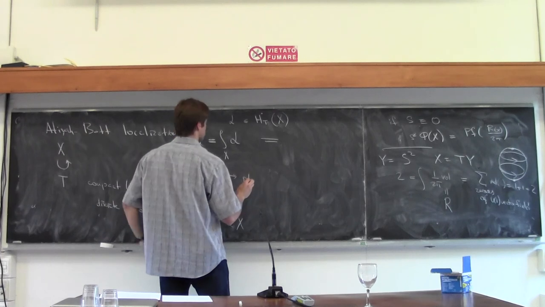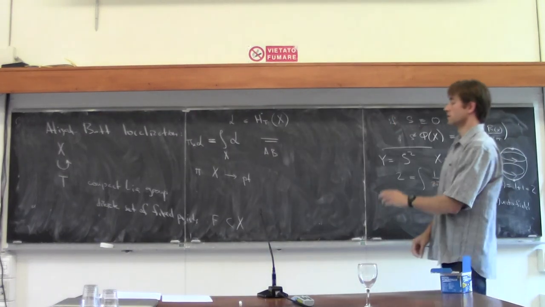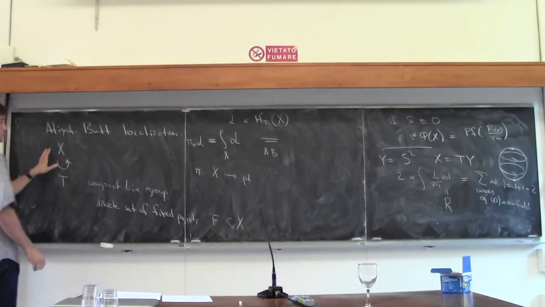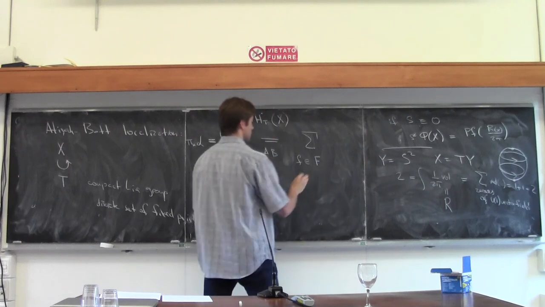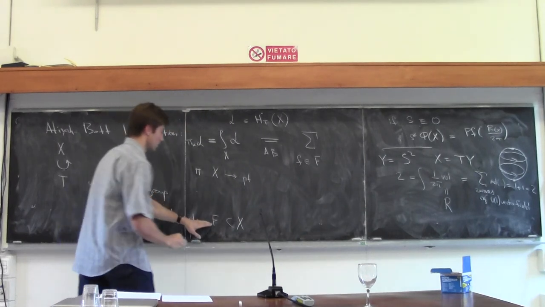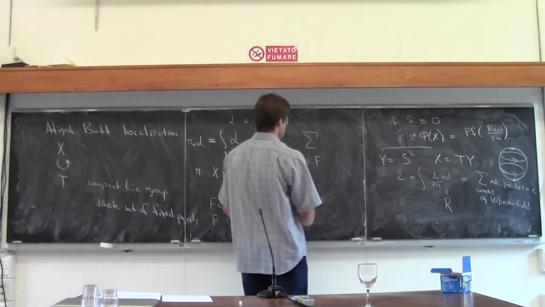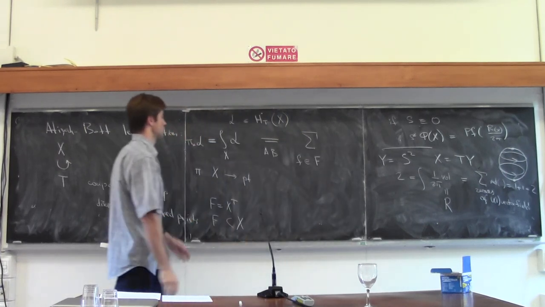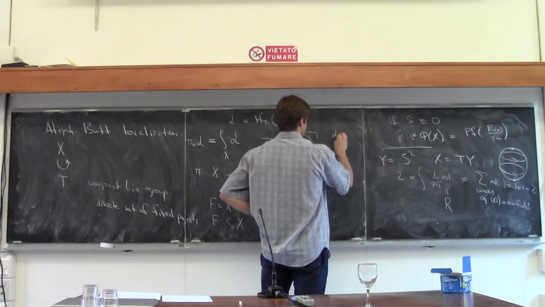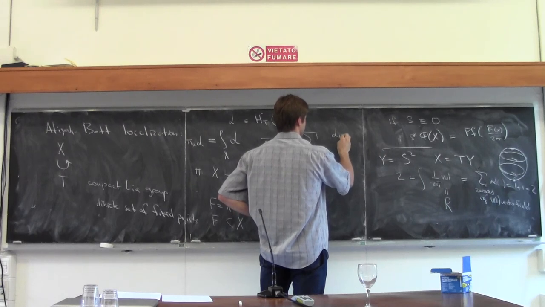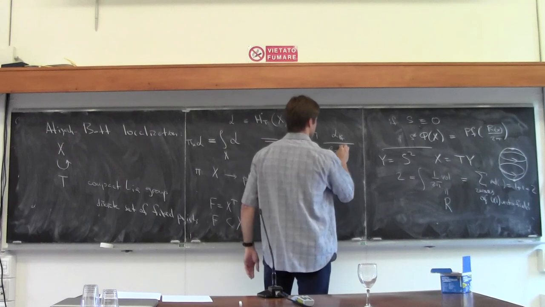And now the localization formula says that this can be computed just by looking at the fixed points of the action of T on the space X. So this is the sum over the fixed points F in the set of fixed points. Did I call it F? Yes, F is a subset of X, the set of fixed points, X^T. And here we have the restriction of the equivariant differential form alpha on each of the fixed points, let me call it alpha restricted to the point F, divided by the equivariant Euler class e_T of the normal bundle to the point F.